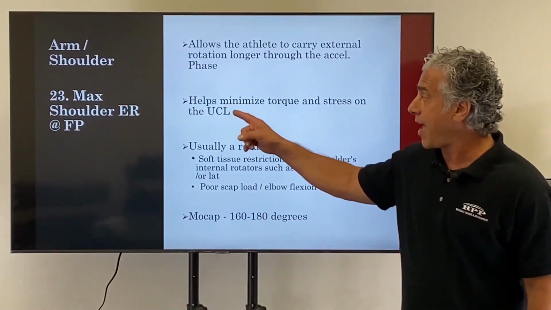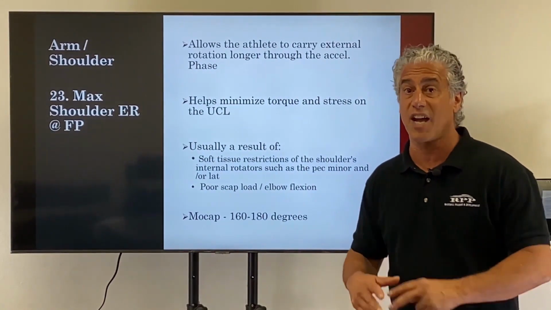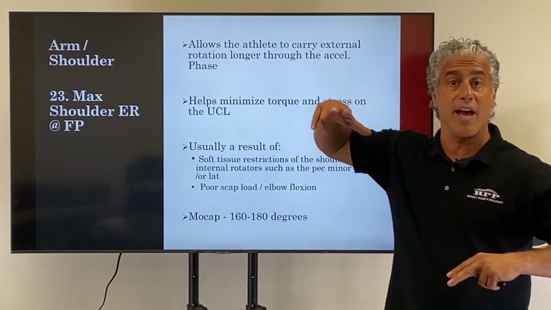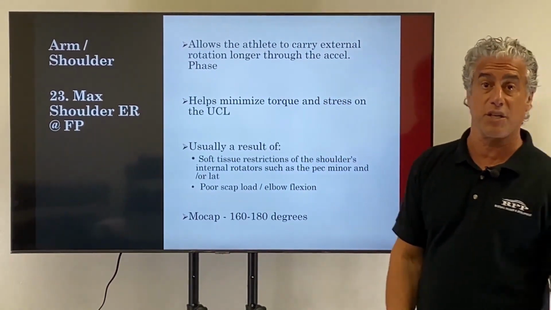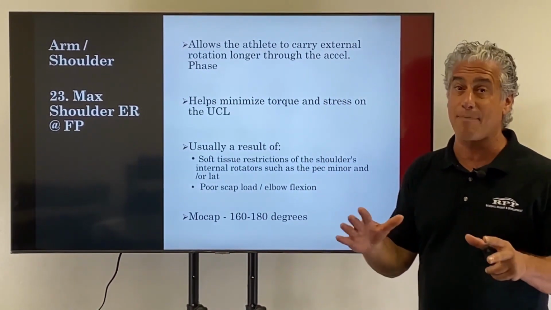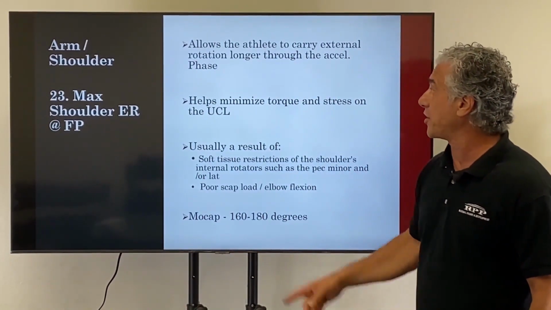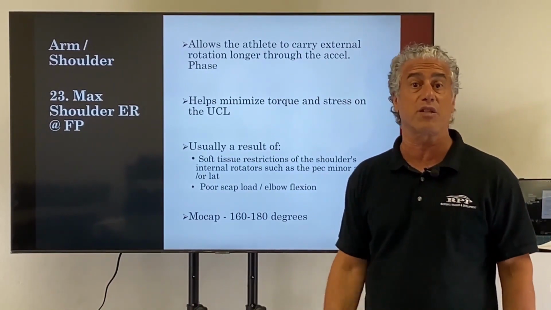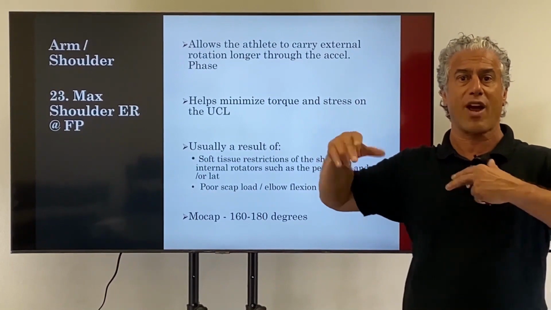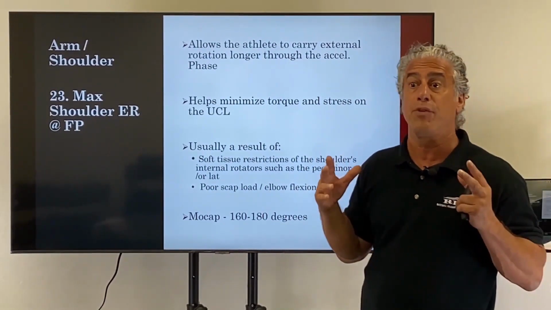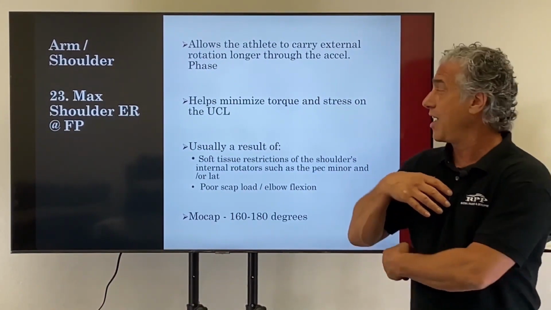Number 23 is max shoulder external rotation at foot plant. This is not to be confused with shoulder external rotation at foot plant. This is max shoulder external rotation at foot plant, or basically layback. A little different, but very similar. This allows the athlete to carry external rotation longer through the acceleration phase. It's generally a product of not being able to get back and retract and get into a good scap load, usually due to, once again, tight internal rotators like the pec minor and the lat.